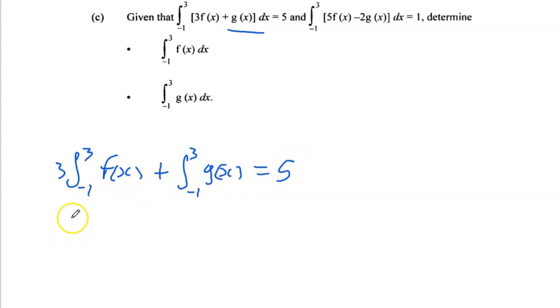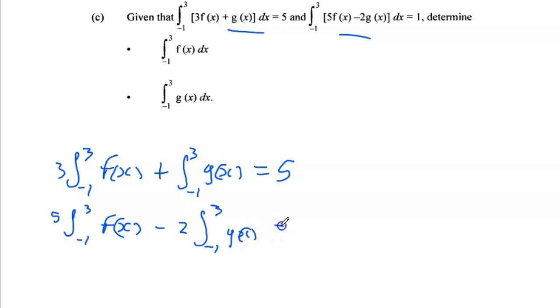Alright, and the other one, we can factor out the 5, so integral of 5 between 3 and minus 1 f(x) minus 2 integral of g(x) between the same limits is equal to 1. Of course, I'm going to times the top one by 2 and the other one by 1.